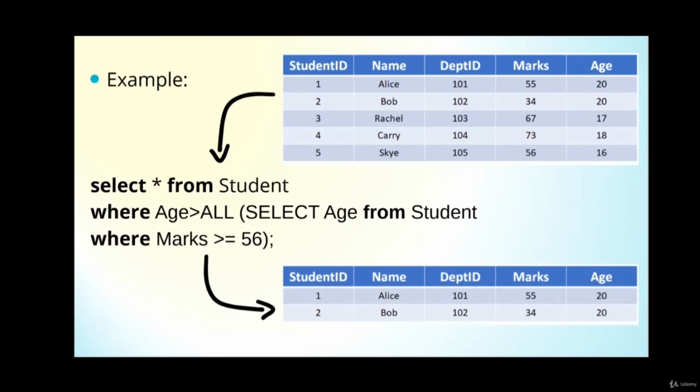So what does this query mean? Select star, that is all the details, from students whose age is greater than all values of this inner query. What are all the values? 17, 18 and 16. If the age is greater than the maximum value, it is also greater than the other two values. That's why we compare it with the maximum value. So select details of all students who have age greater than the maximum value, that is 18. What will be the result in the output? Alice and Bob, as they have age 20.